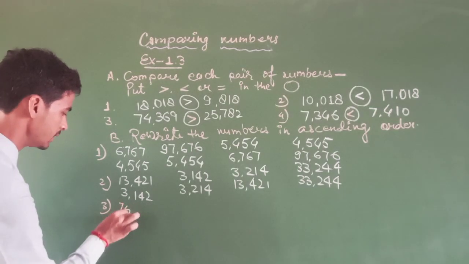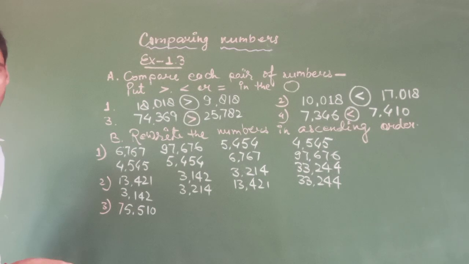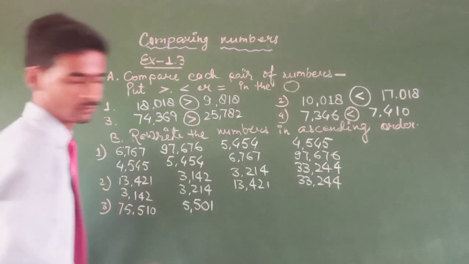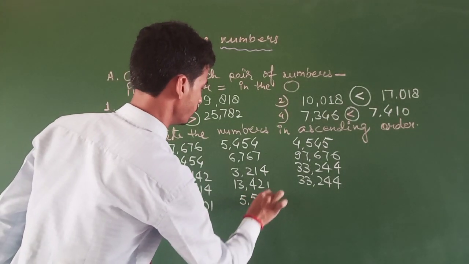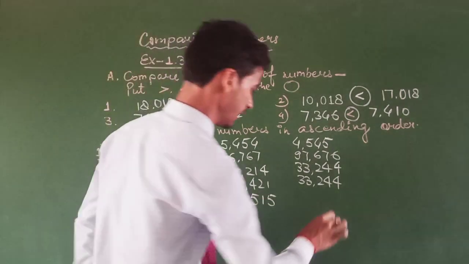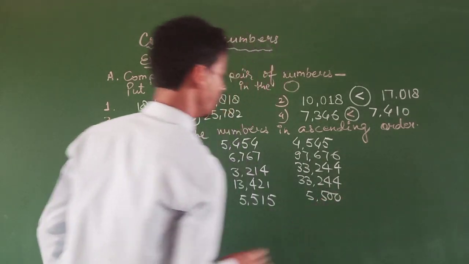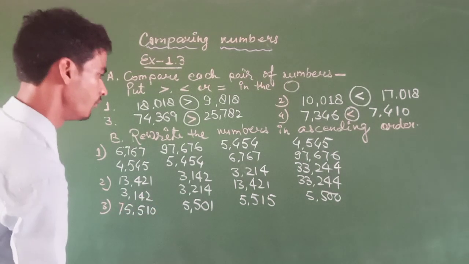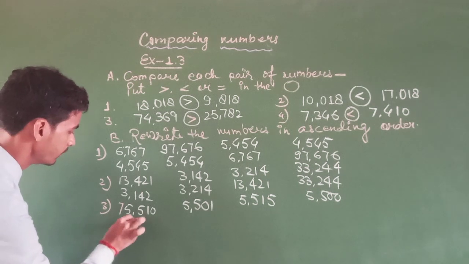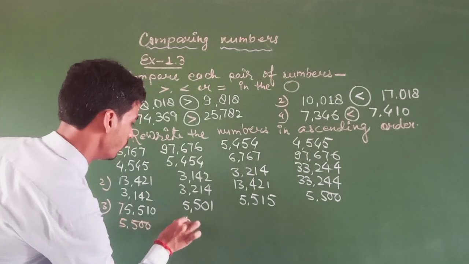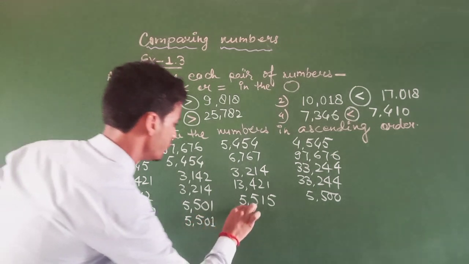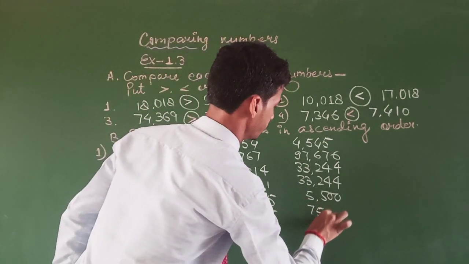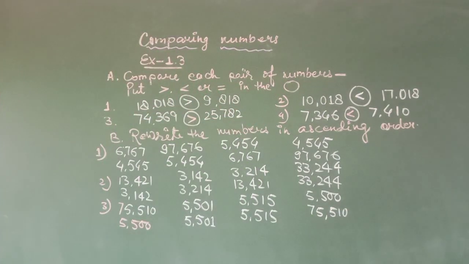Now the next question is question number 3, with the numbers 75,510, 5,501, 5,515, and 5,500. So in ascending order there will be 5,500, 5,501, 5,515, and 75,510.